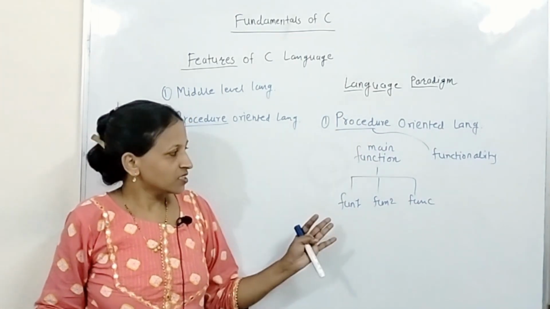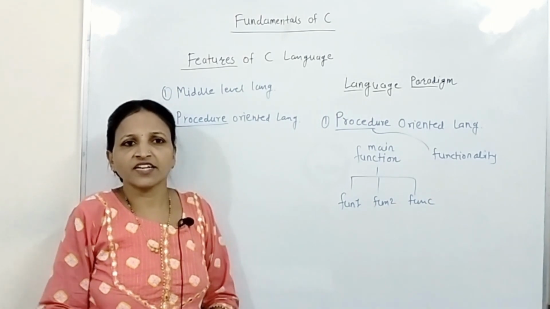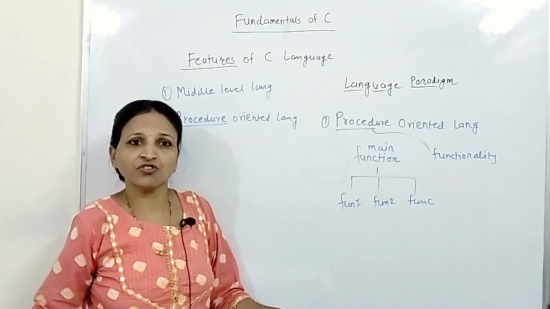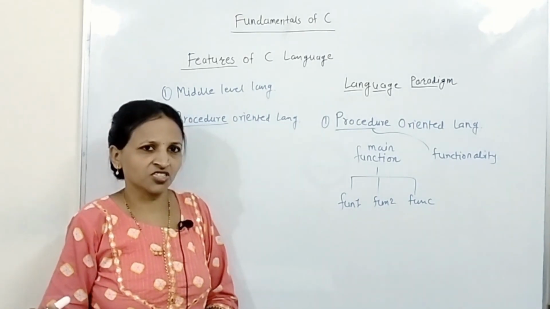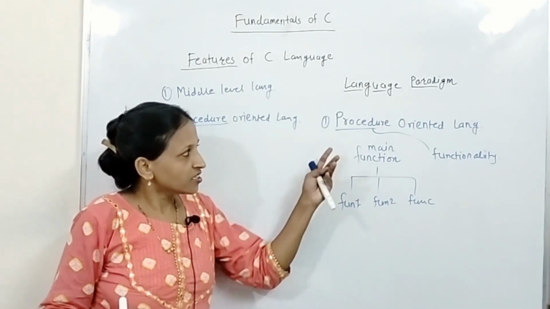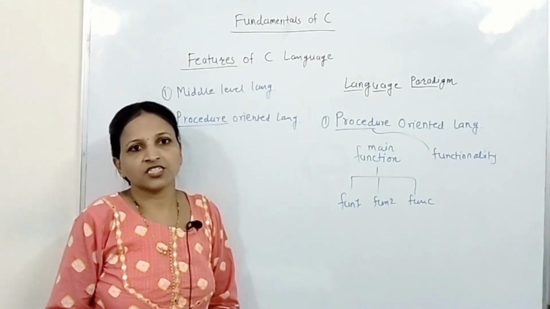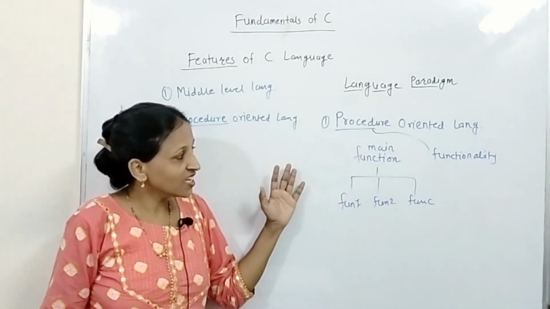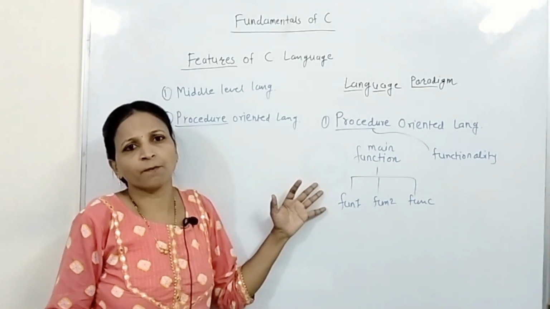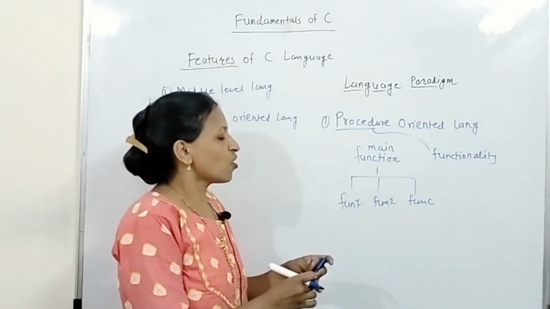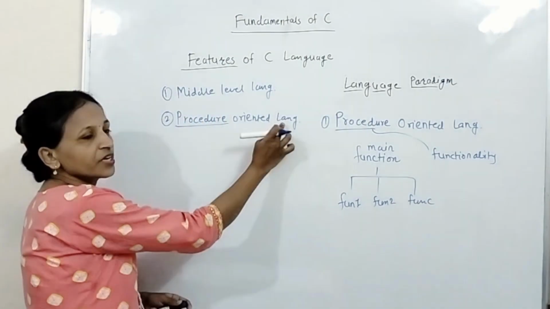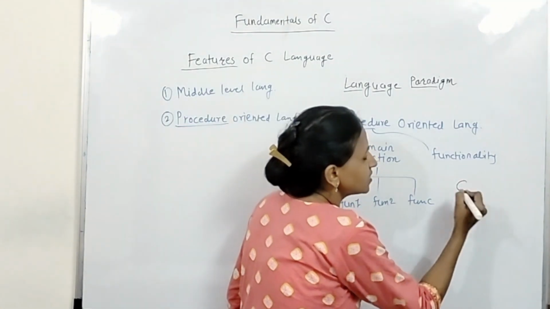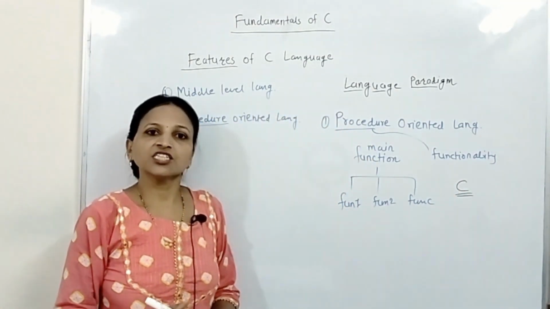And one more point inside that is, if the main functionality is too big, too large, then we can divide that functionality into different sub functions. These are the points under procedure oriented language. Now C follows all these features, and C has this type of approach. That's why C is called a procedure oriented language, and C is the best example of this procedure oriented language paradigm.